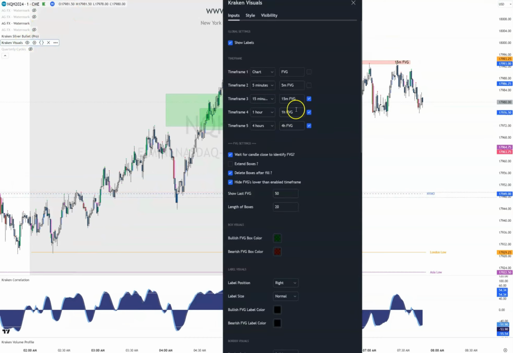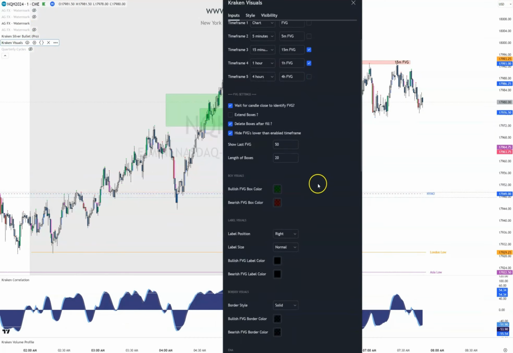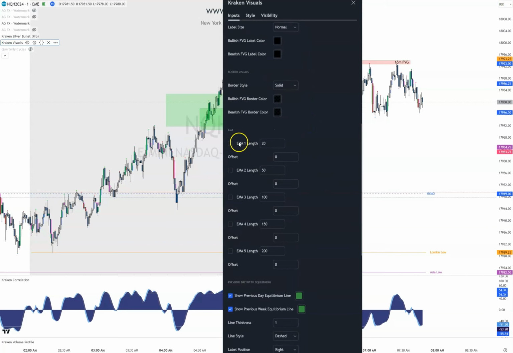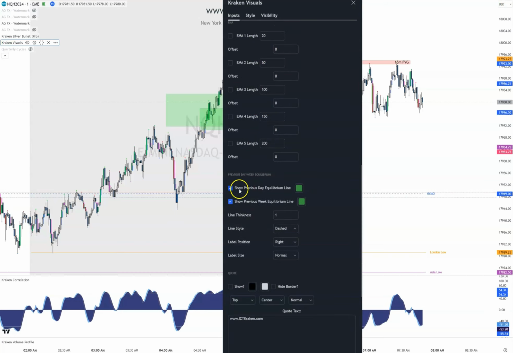The other thing that this indicator has, turn off the 4-hour, is you have 5 different EMAs that you can turn on and change the length. You can turn those on. It also has show previous day equilibrium line and show previous week equilibrium line. So I have those, the previous day and previous week EQ. You can change the thickness and everything here.